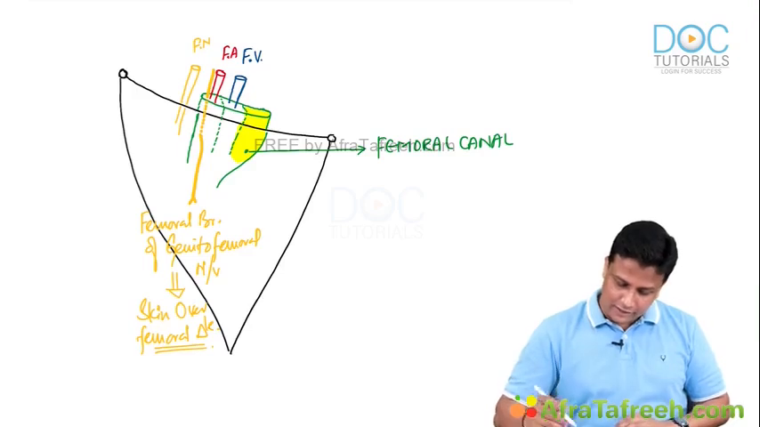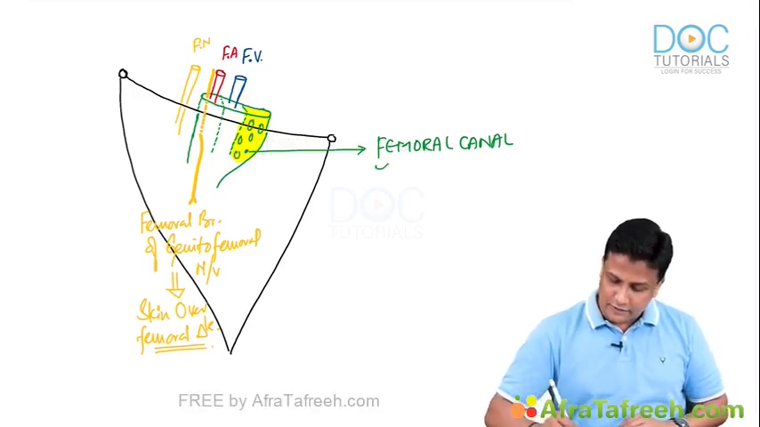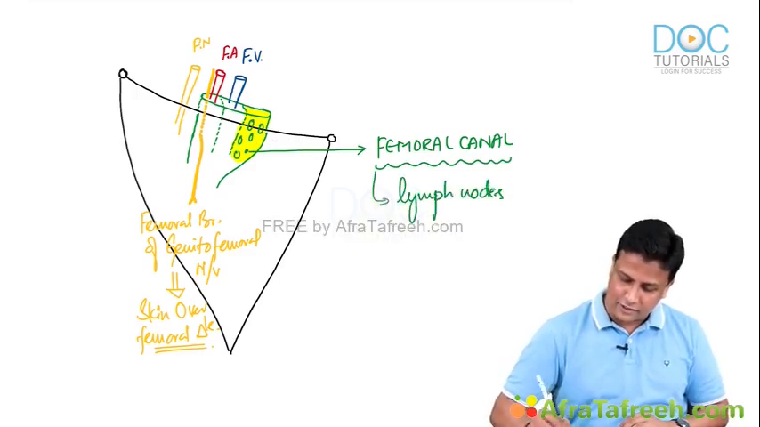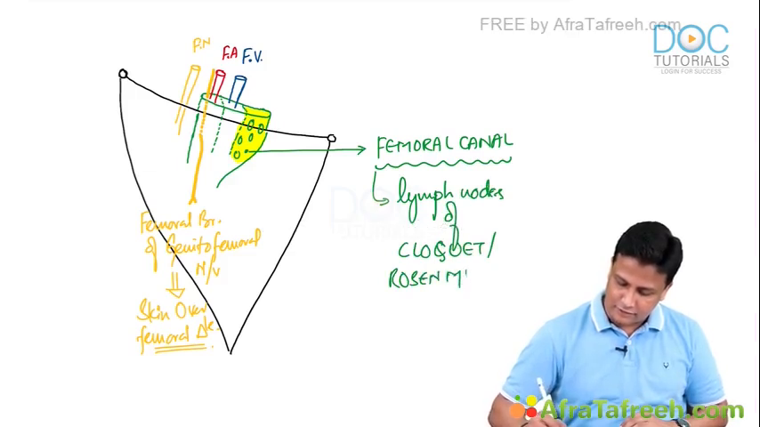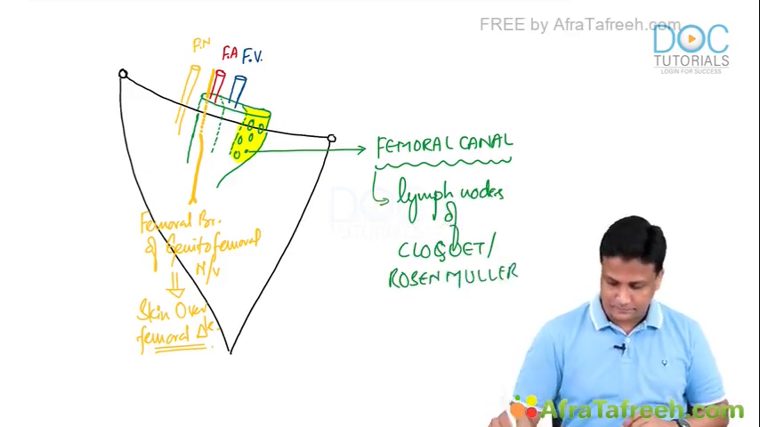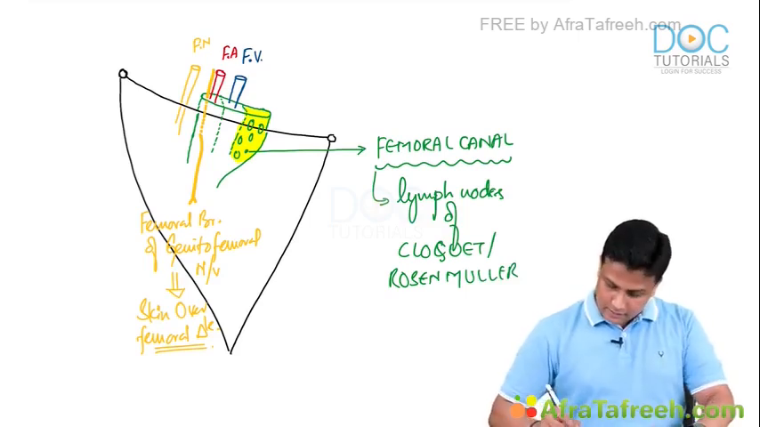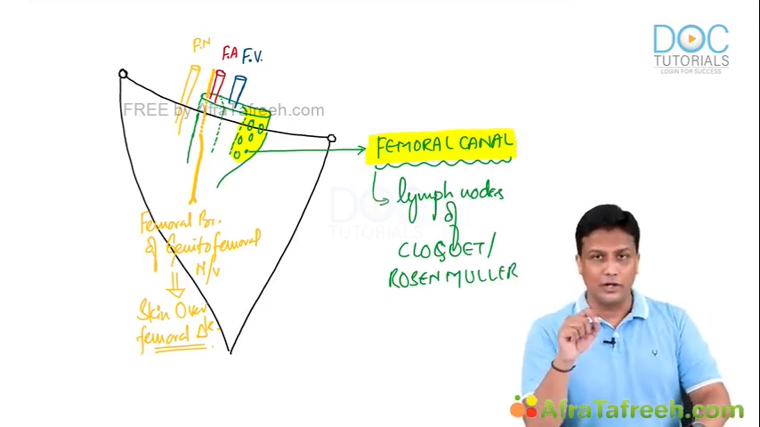Now, what do you have in this femoral canal? You will actually have the lymph nodes here. The contents of femoral canal will be lymph nodes only, and those lymph nodes are very famously known as lymph nodes of Cloquet, or else it is also known as lymph nodes of Rosenmuller. Lymph nodes of Cloquet or Rosenmuller, sir, in the femoral canal. So, femoral canal will consist of the lymph nodes of Cloquet or Rosenmuller.